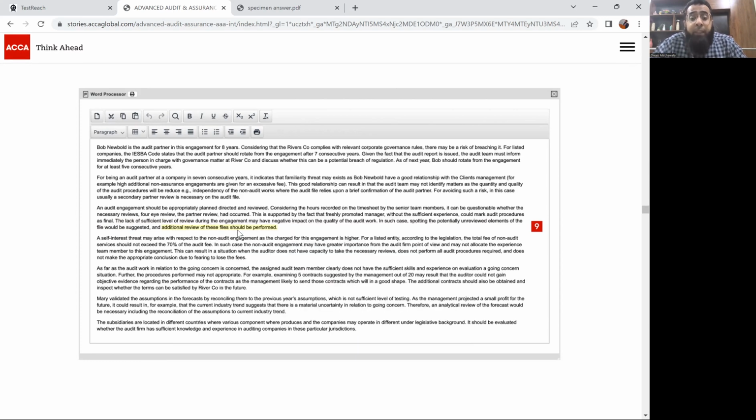Now, if we look at note number 10, it is moving towards the next paragraph. Now, here is the area of concern, that this candidate one referred very few points. He only referred to 2 things. That, okay, the audit manager is doing the review, that junior manager, and he formed a conclusion that there will be a negative impact on the quality of the audit.